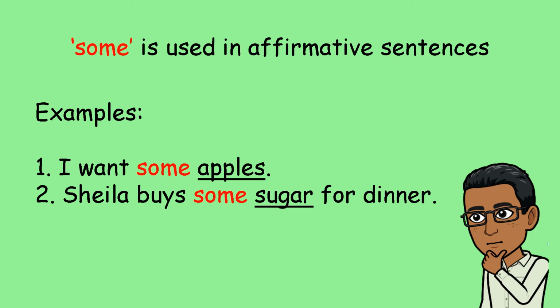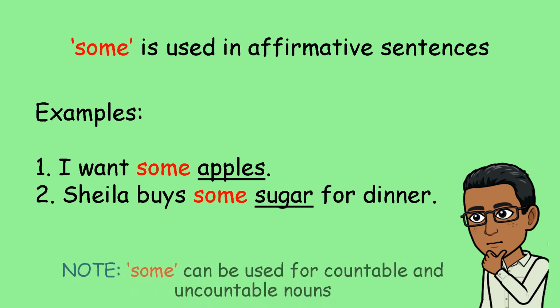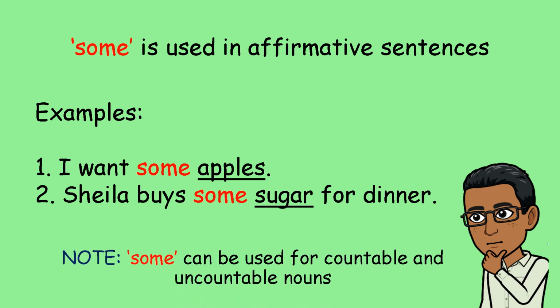I want some apples. Okay, and number 2, Sheila buys some sugar for dinner. Okay, so look at number 1 first. I want some apples. Okay, why did I underline the word apple? Okay, number 1, you need to know that we use some for both countable and uncountable nouns.